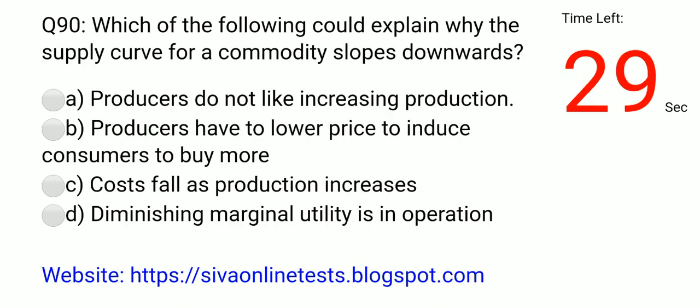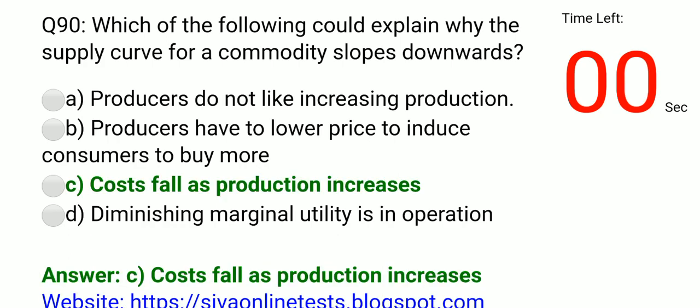Question 90. Which of the following could explain why the supply curve for a commodity slopes downwards? Options. A. Producers do not like increasing production. B. Producers have to lower price to induce consumers to buy more. C. Costs fall as production increases. D. Diminishing marginal utility is in operation. Answer. C. Costs fall as production increases.